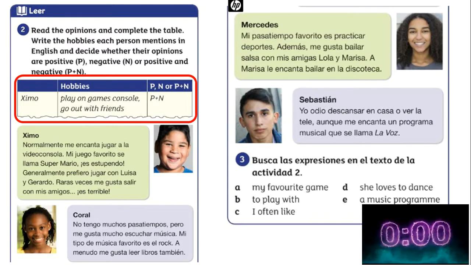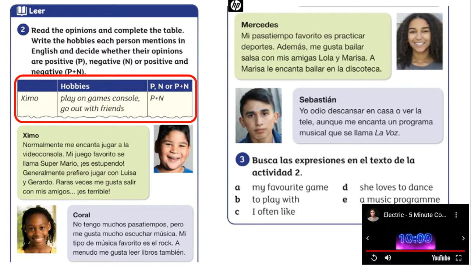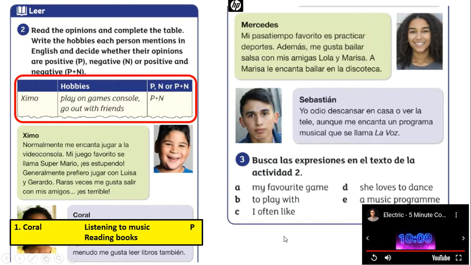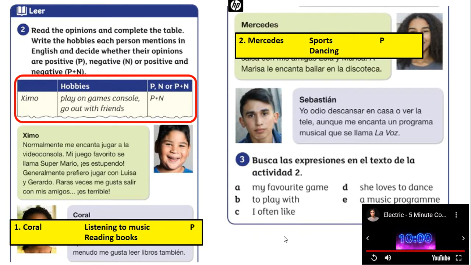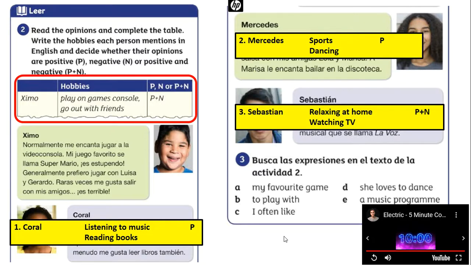Okay, let's have a look at the answers then. So, you should have, let's look. For Coral, her hobbies are listening to music and reading books, and her opinion is positive. Mercedes, her hobbies are sports and dancing, and her opinion is positive. And Sebastian, his hobbies are relaxing at home and watching TV, and his opinion is positive and negative.